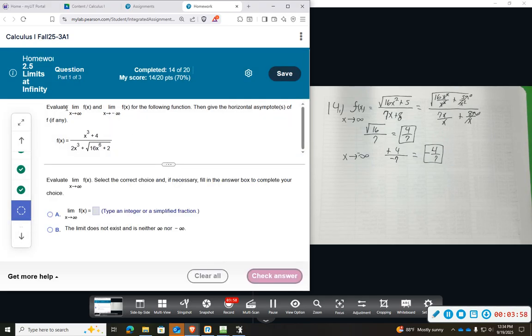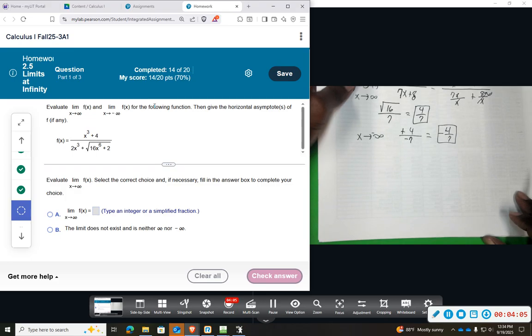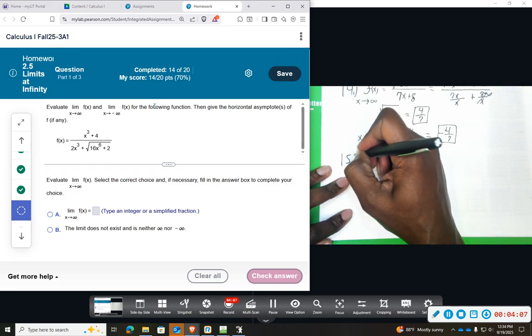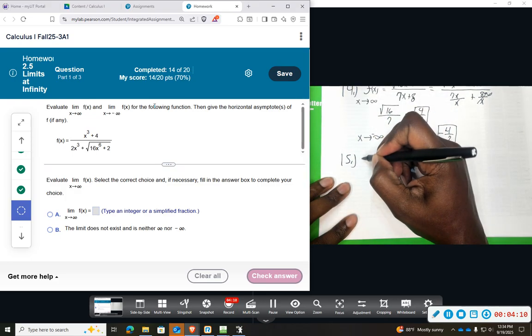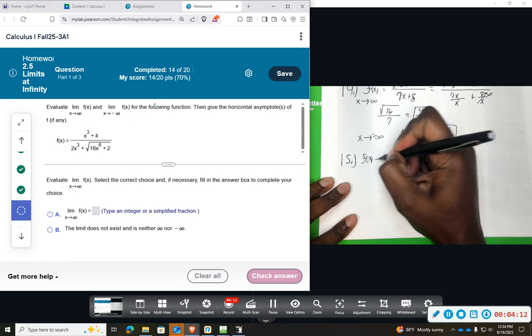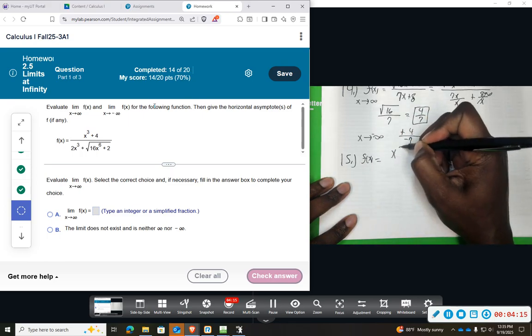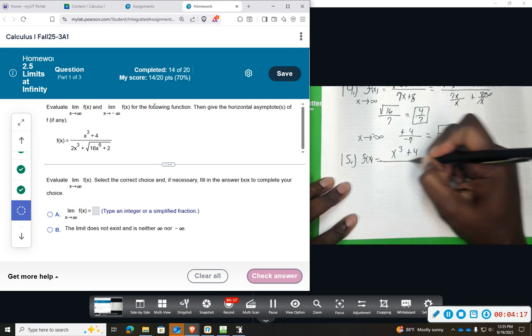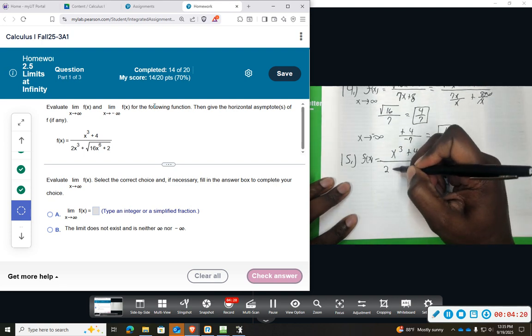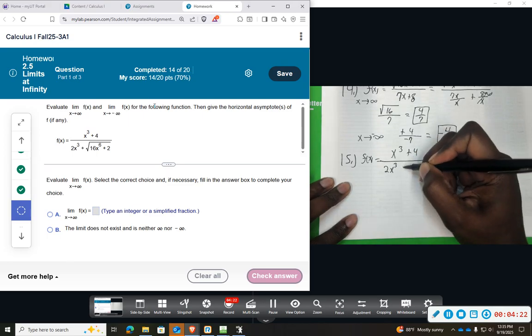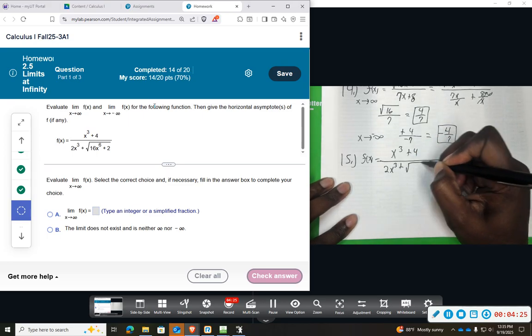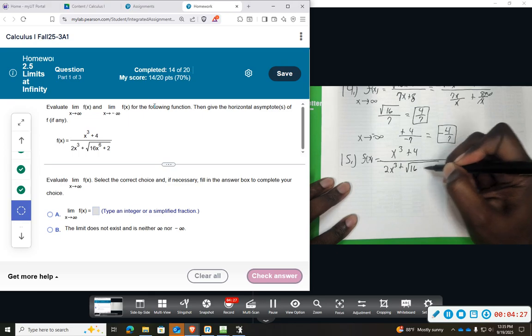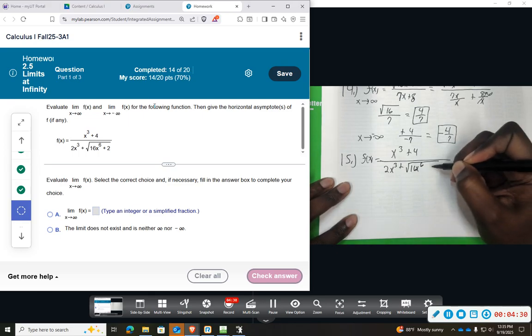This one, we want to do the same thing. We're going to evaluate the function as we go to positive infinity and negative infinity. So that function is x to the third plus 4 over 16 x to the 6 plus 2.